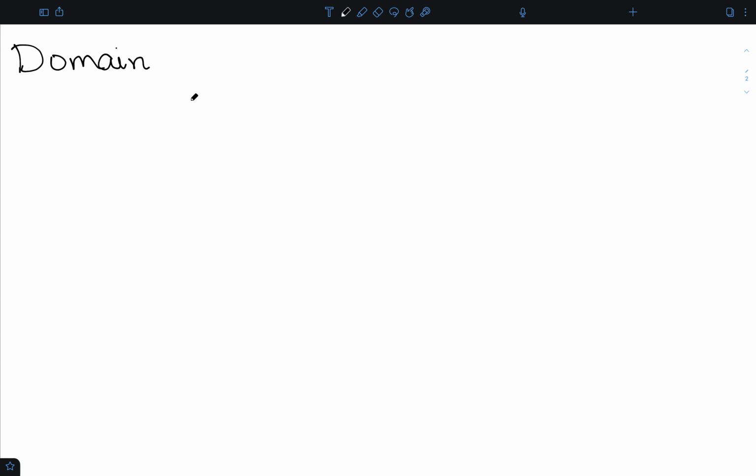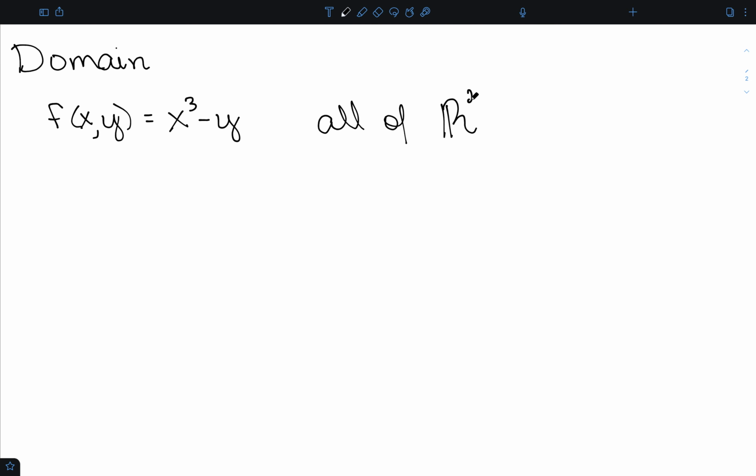The domain of the function are valid input pairs, valid input x,y coordinates. So if I have a function like f(x,y) equal to x cubed minus y, I can input any pair x,y into this function and still get a real number out. So in this case, my domain would be all of R2, which is how we denote the two-dimensional plane. I can take any point in the two-dimensional plane, plug it into this function, and get a real number output.